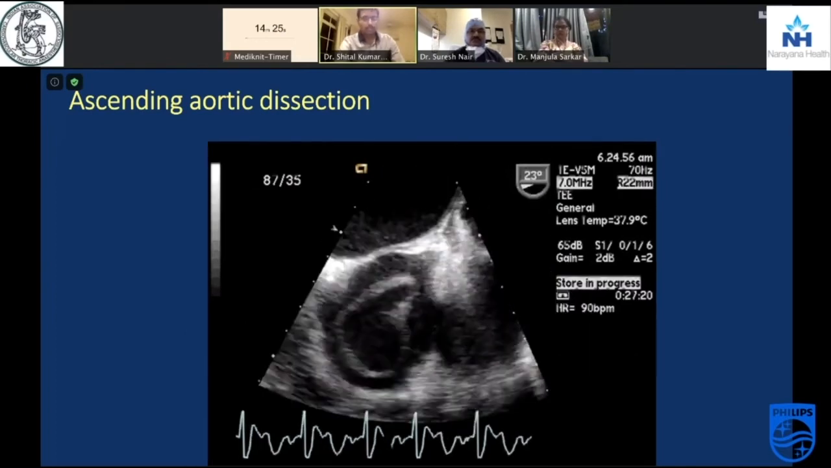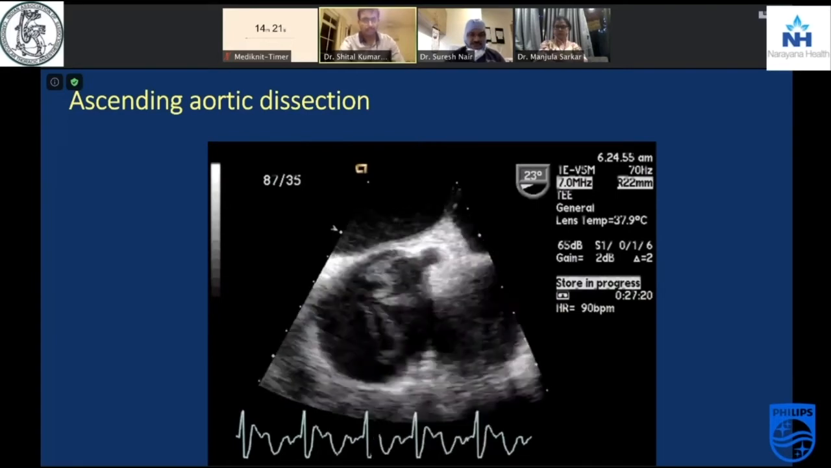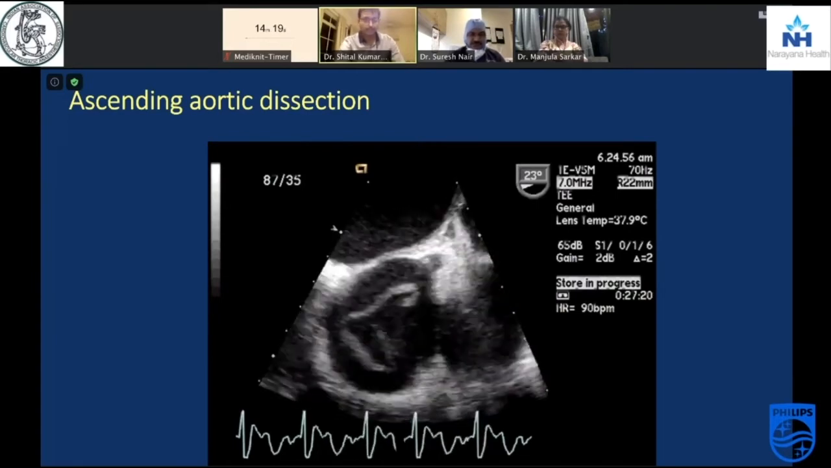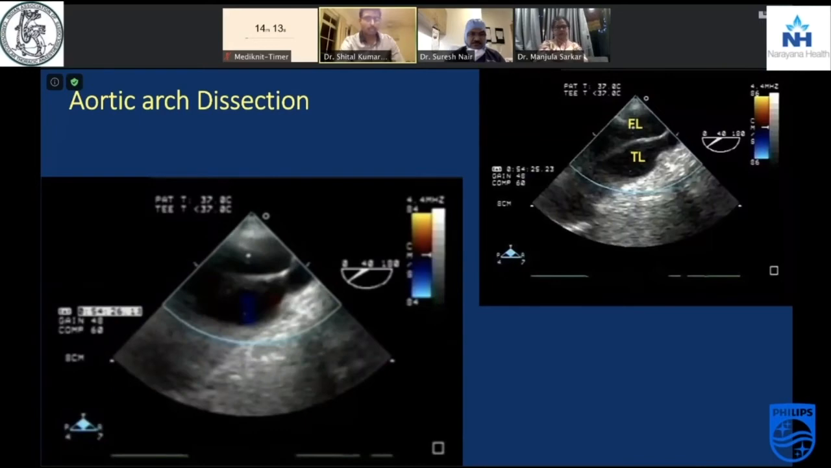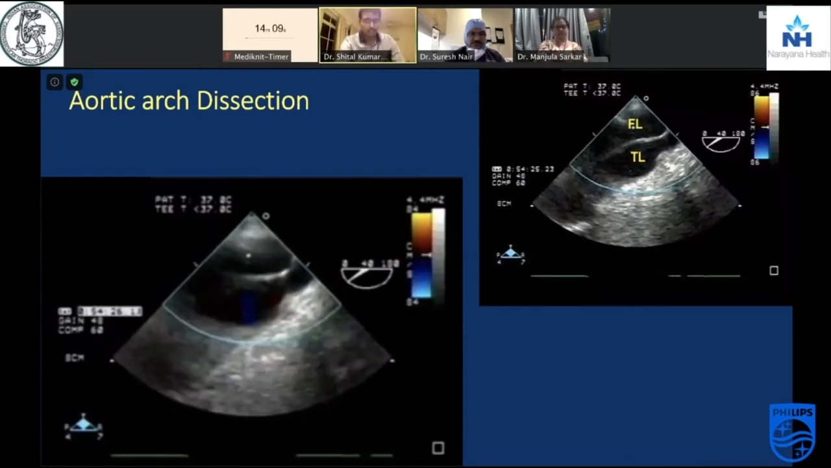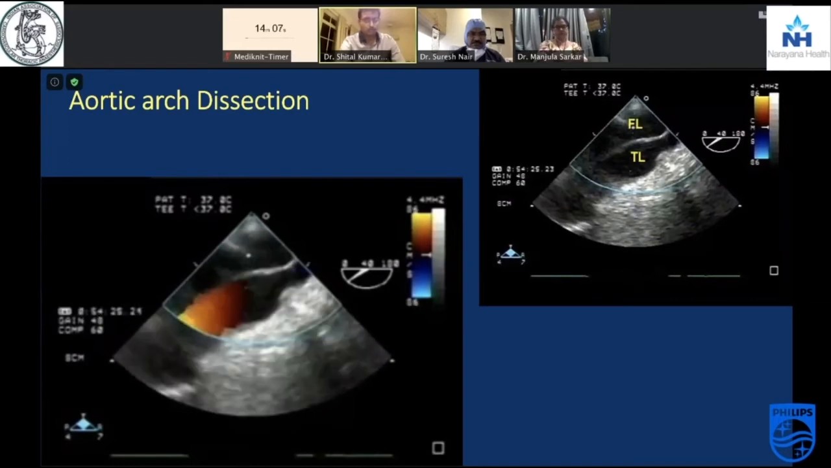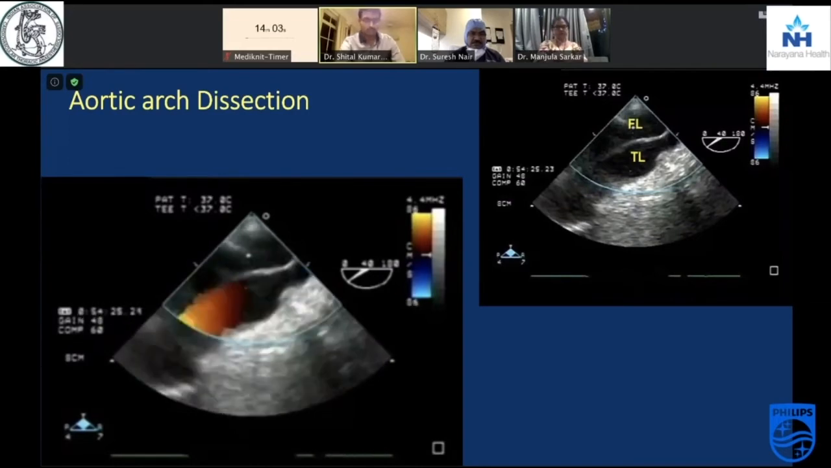In this particular situation, it's a completely circumferential flap, and it's seen very clearly. So from ascending, moving on to the arch, and this is aortic arch dissection. We can see some flow in the true lumen, and the false lumen is also identifiable with some amount of spontaneous echo contrast.